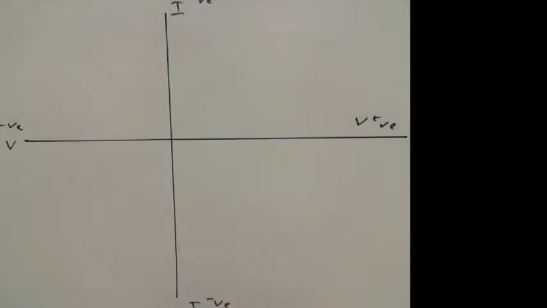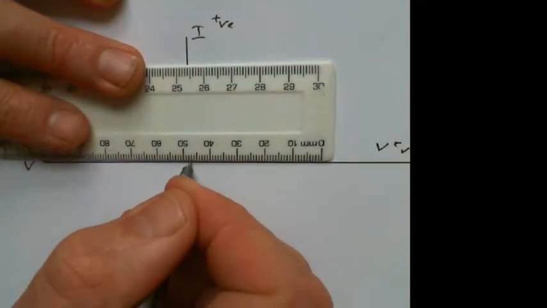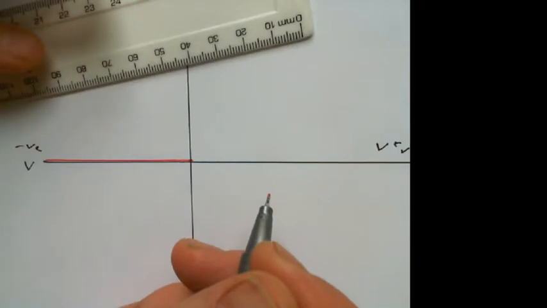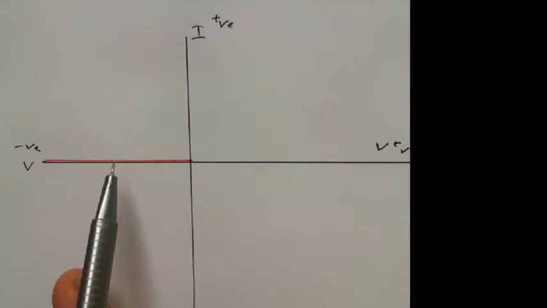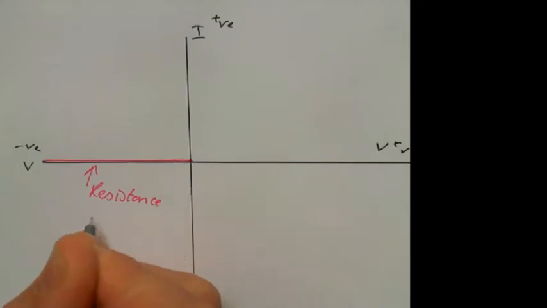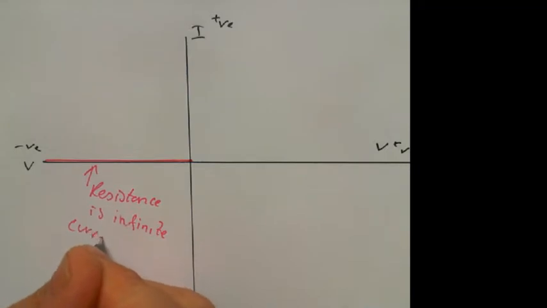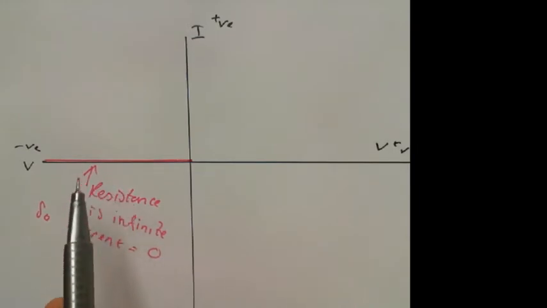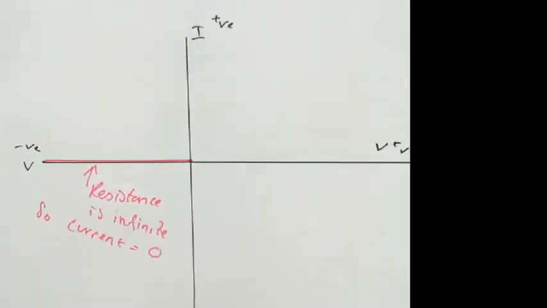Okay, so if it is plugged in the wrong way round, there will be 0 current. Okay, now can you see that that has got a completely flat line? So that means that the resistance is infinite. Current equals 0 because it doesn't let it go. It completely blocks it. That's the whole point of the triangle shape. It completely stops it going in that direction.